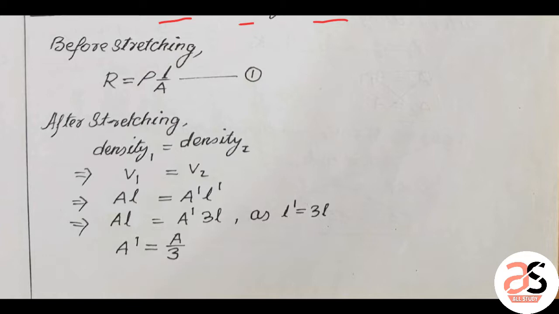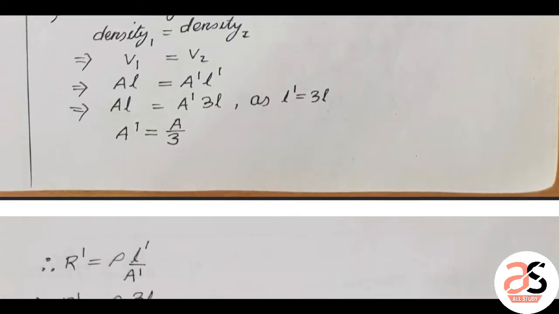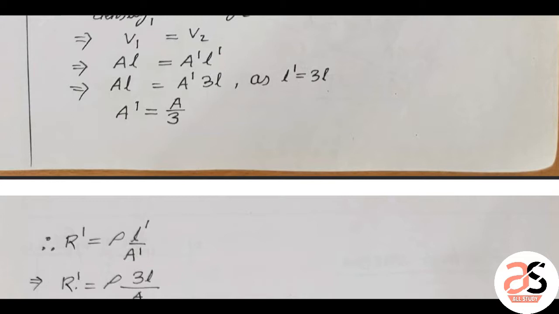So before stretching, by Ohm's law, R equals rho L by A. After stretching, density 1 and density 2 are the same. Density is mass per unit volume, so mass cancels. So density is constant, and volume 1 is equal to volume 2.